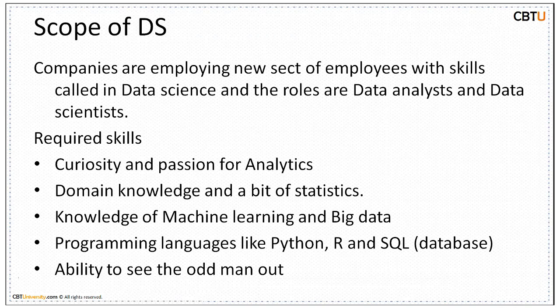Okay, we have had enough discussion on data science. Now, if you want to get into data science, you need to get equipped with skills in data science. Some of the required skills are curiosity and passion for analytics, domain knowledge and a bit of statistics, knowledge of machine learning and big data, programming languages like Python or R and SQL databases, and above all, a research attitude, the ability to see the odd man out. That is most important to give you the desired success.